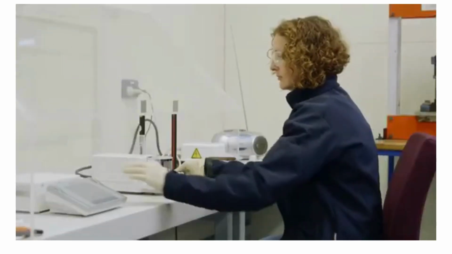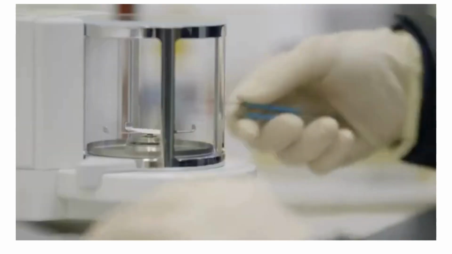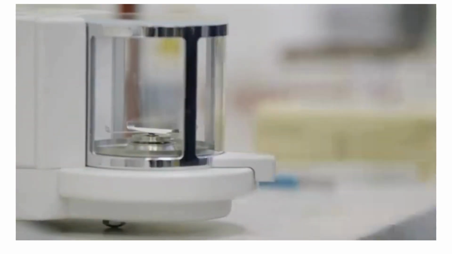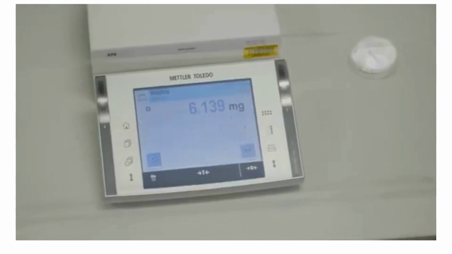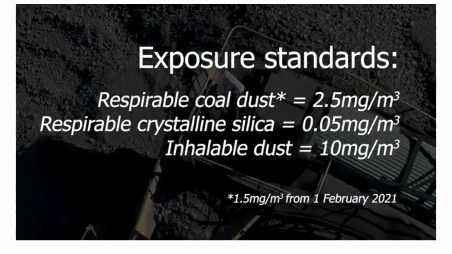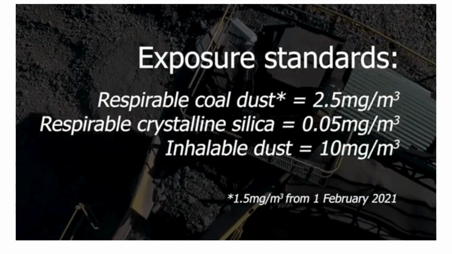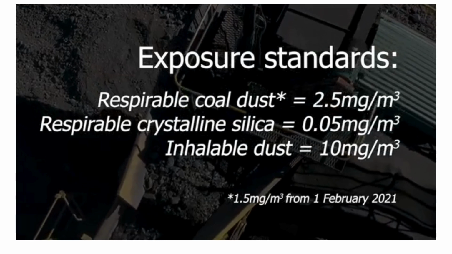Once the results have been analysed, we report those results back in terms of milligrams per metre cubed. So that's worked out based on the pump rate of flow and the time in which the pumps run for. And then that result is compared to the exposure limits. There are 3 exposure limits for dust. These limits are legislated and should be followed by all operators.